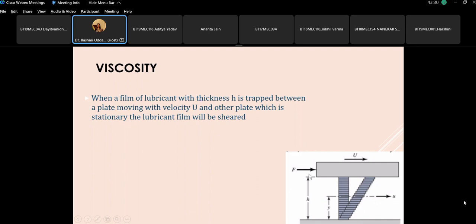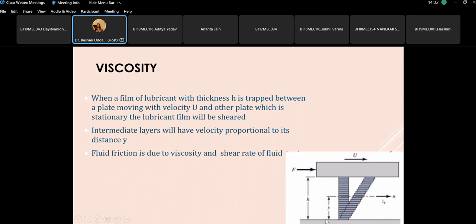So what happens here is, when there is a film of lubricant or oil of thickness h trapped between a moving plate and a stationary plate, this oil film is continuously getting sheared, and the velocity of each layer is different. It depends upon its distance from either the stationary plate or the moving plate. So normally we'll consider from zero, that is from the stationary plate.